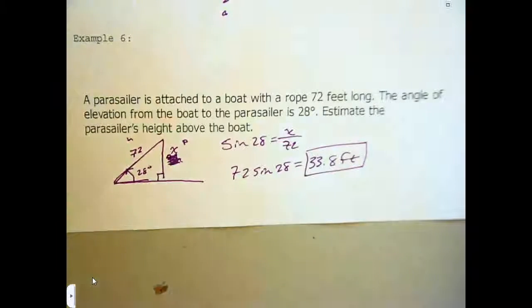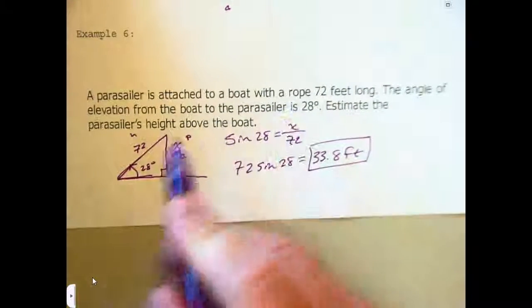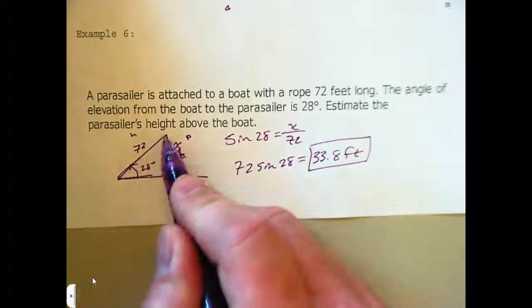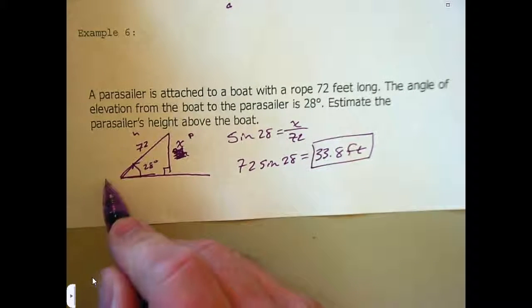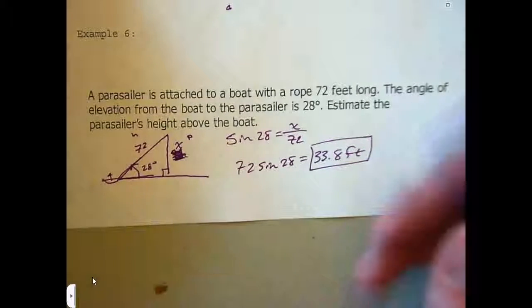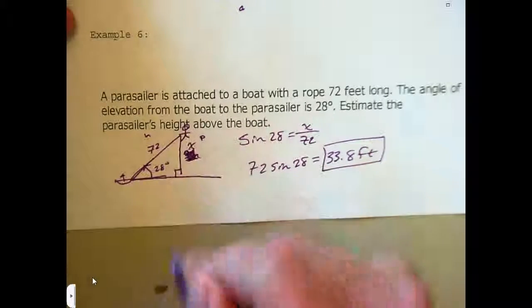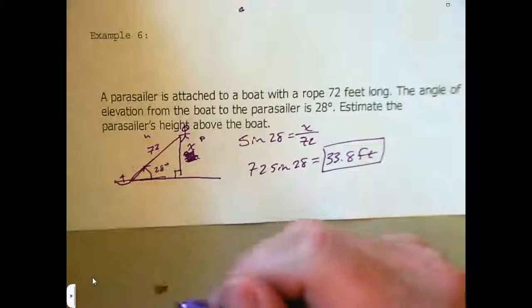Jordan, I just want to clarify that. How did you know that the 72 feet was the hypotenuse? Because it says it's a rope attached. So here's our boat. Not that it looks like that. And here's our parasailer, hanging out up there. All right? They have the rope.